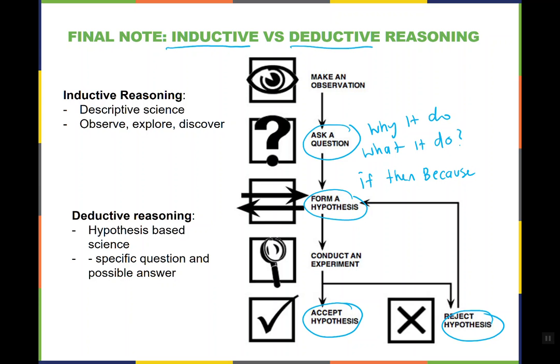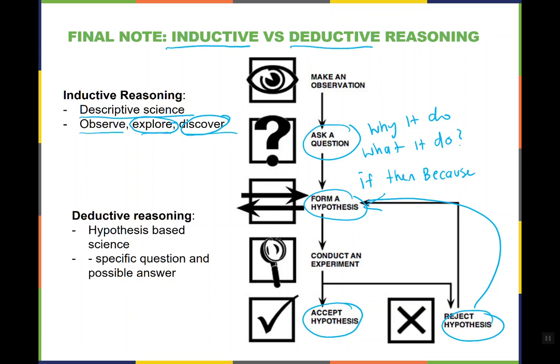So, inductive reasoning is descriptive science, and this involves observing, exploring, or discovering. An example of inductive reasoning would be I decide to go to an island that no one has ever gone to before, and when I'm there, I find a bug. And when I take that bug back to the mainland, I find out that this bug has never been seen before. So I just discovered a new bug. Cool. Now we know a new bug exists. Not because I had tested the hypothesis that unknown bugs may exist, but because I randomly stumbled upon one.